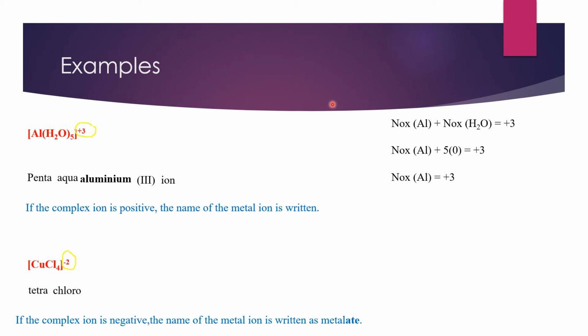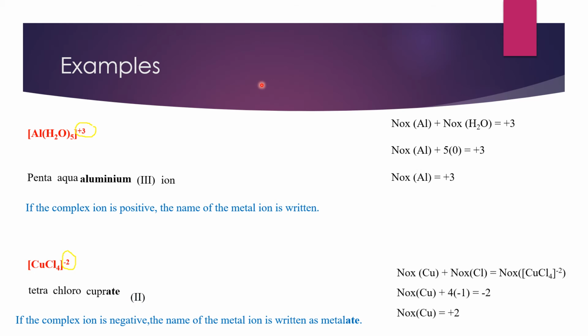Tetrachloro. We will not say copper ion because it's a negative ion. We will put ate at the end. So instead of saying copper-ate, we will use the Latin name, which is cuprate. Tetrachlorocuprate. And then find the oxidation number of copper, which is +2. Write that in brackets and then the word ion.